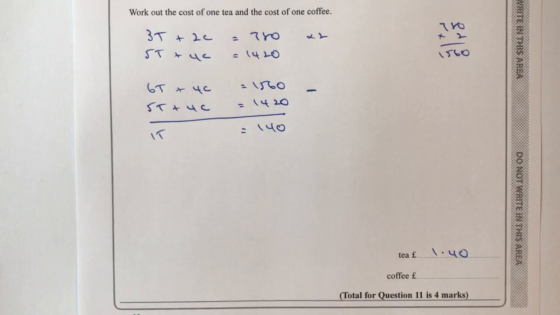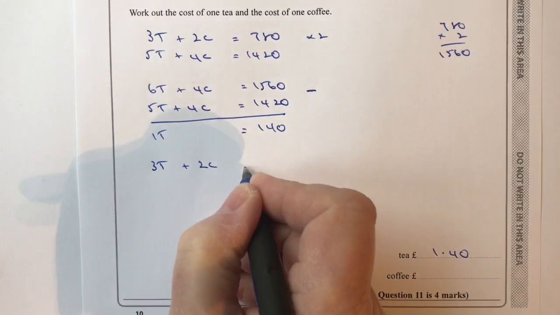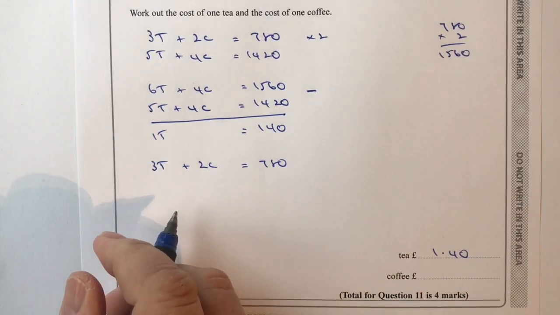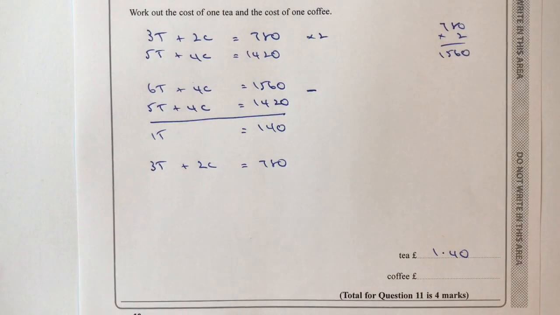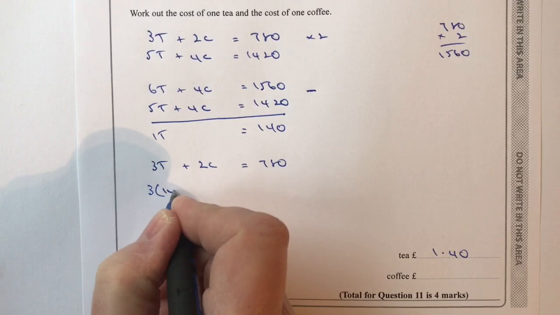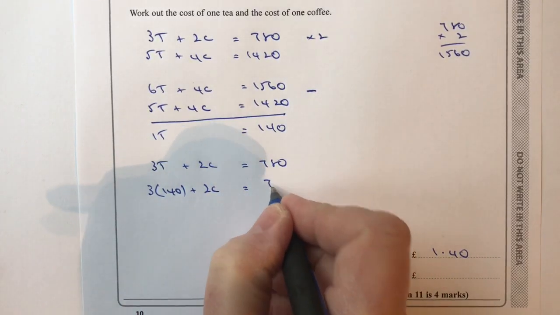And then really to work out the values of my coffees, I just need to plug 140 back into one of the equations. It doesn't matter which one I choose, I just happen to choose the first one. I've got 3t plus 2c equals 780, and I know that my t is going to be £1.40. So if I put that in, then I've got 3 times 140 plus 2c is going to be 780.